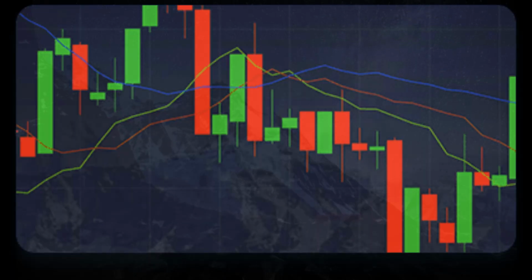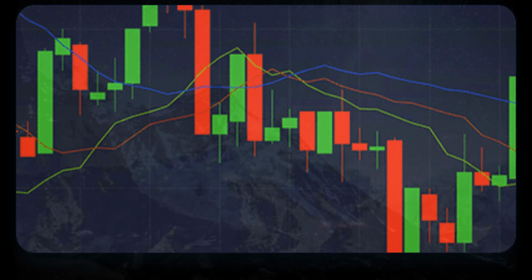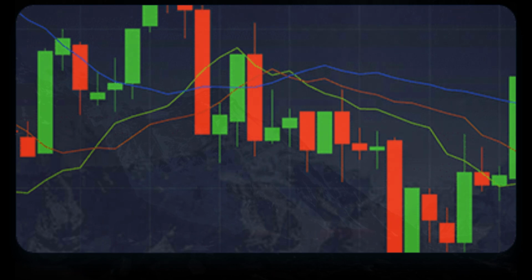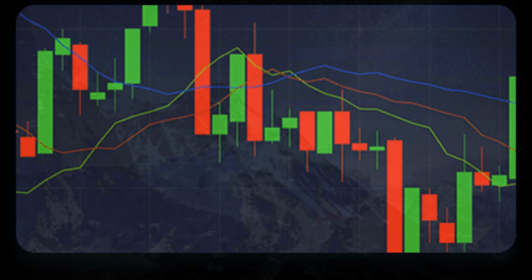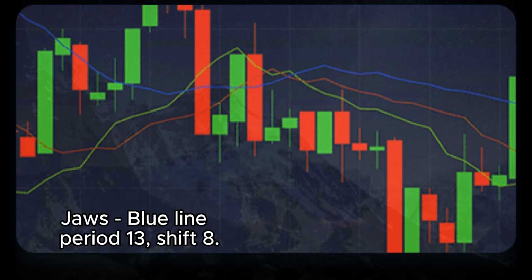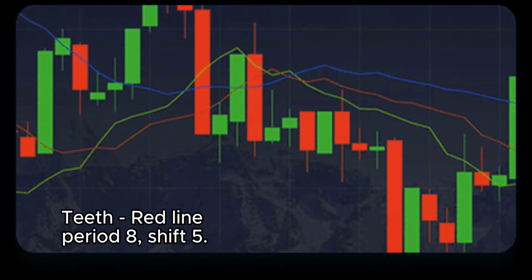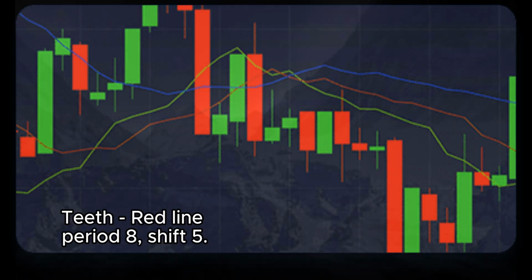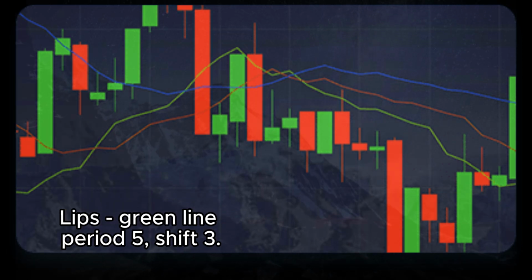How it works. The indicator is a combination of 3 smoothed moving averages with different periods, 13, 8, 5, and shifts, 8, 5, 3, using the median price. Each of them has its name: jaws, blue line, period 13, shift 8; teeth, red line, period 8, shift 5; lips, green line, period 5, shift 3.